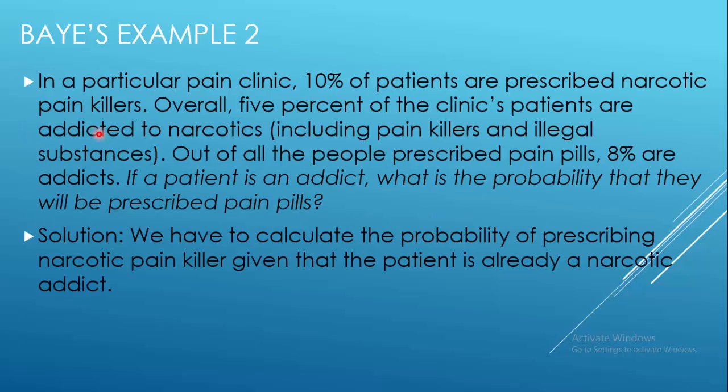There is another example. In a particular pain clinic, 10% of patients are prescribed narcotic painkillers. Overall, 5% of the clinic's patients are addicted to narcotics. Out of all the people prescribed pain pills, 8% are addicts. If a patient is an addict, what is the probability that they will be prescribed pain pills? So we have to calculate the probability of prescribing narcotic painkiller given that the patient is already a narcotic addict.